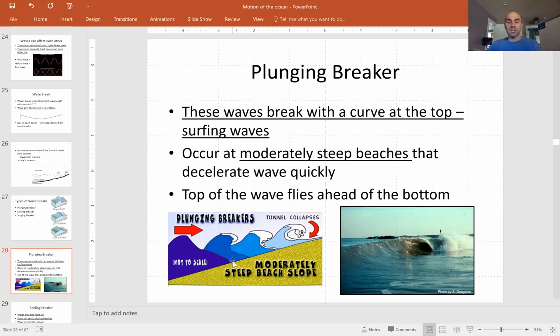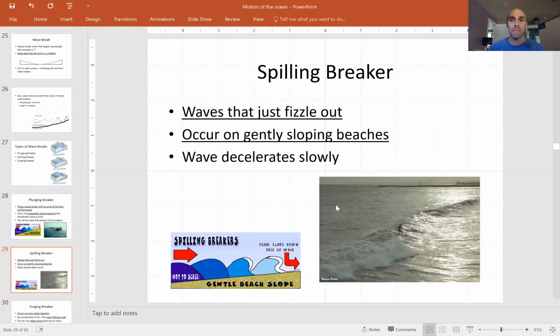It's a drastic change. The top of the wave flies ahead of the bottom. Okay, so the top travels faster than the bottom does, so it falls over itself. It's a plunging breaker.